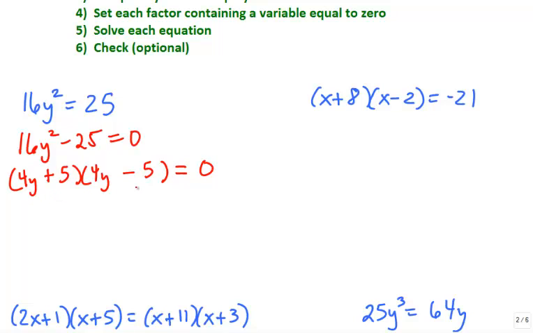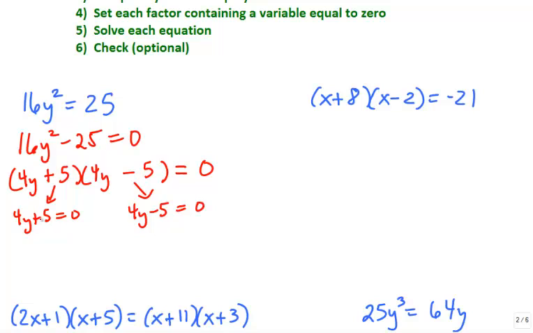So now that we have it factored and set to 0, we're going to use something called the zero product property, which basically says that the only way two things can multiply to 0 is if either the first thing is 0 or the second factor is 0. So we're going to set each of these factors to 0 and solve for y.